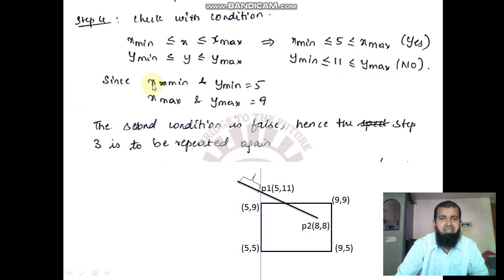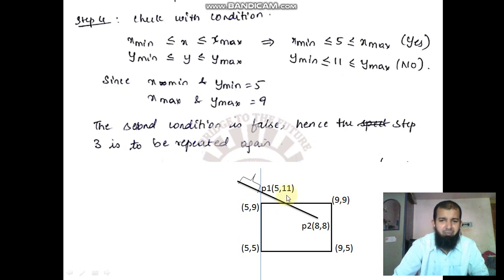Since x min and y min are 5, and x max and y max are 9, the first condition is satisfied, but 11 less than y max 9 is false. So the second condition is false, hence step 3 is to be repeated again. Again you have to calculate the new point.